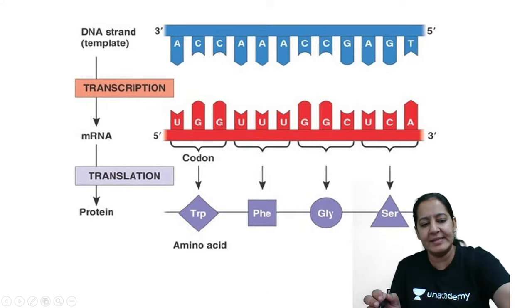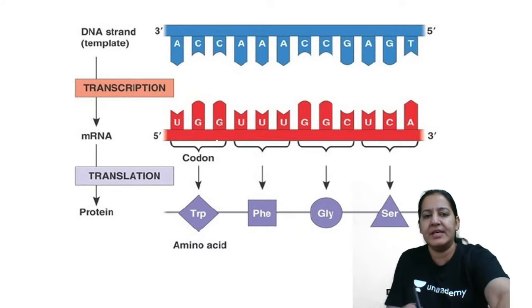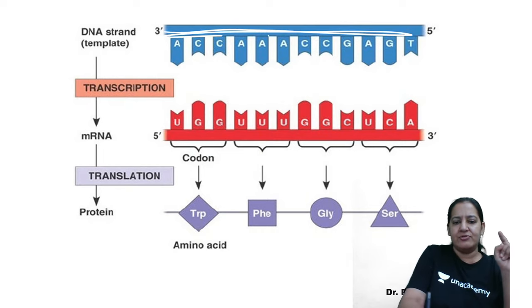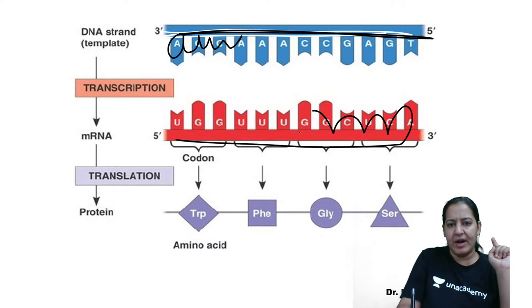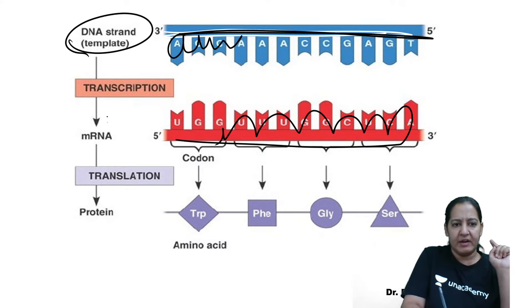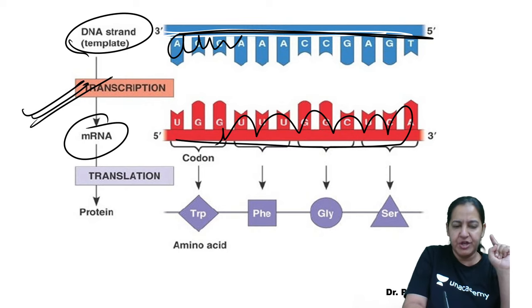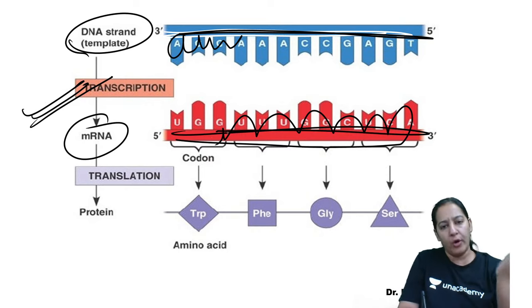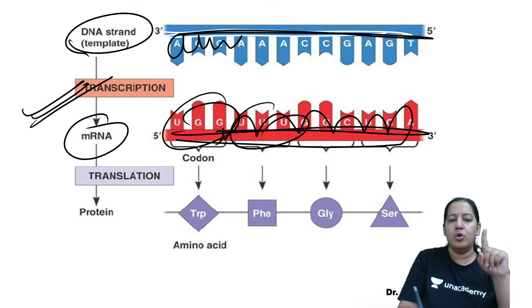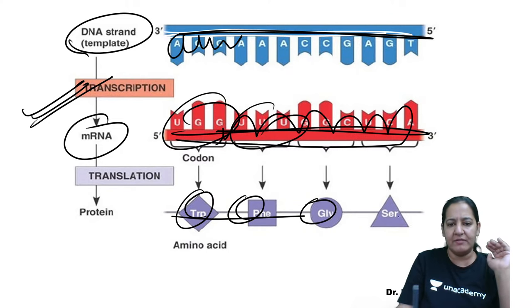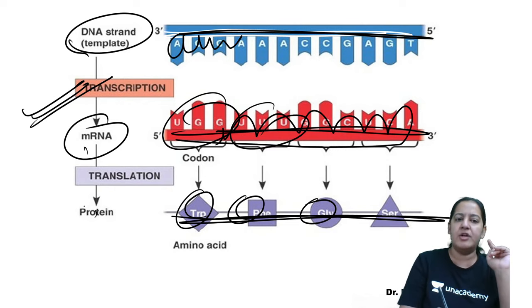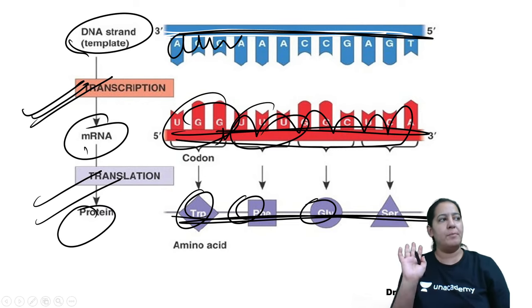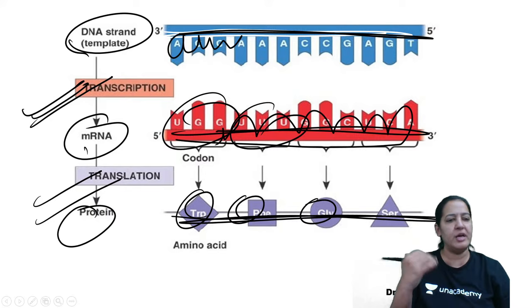In this diagram, you can see this is DNA. This is the leading strand of the DNA. So first DNA gets converted to mRNA. This red one is the mRNA. The conversion of DNA to mRNA is known as transcription. Then this mRNA is coming out, going to the ribosome, and every codon codes for one amino acid. In this way, it is converted into a chain of amino acids, that is protein. The conversion of mRNA to protein is known as translation. So, a beautiful diagram showing what is transcription and what is translation.